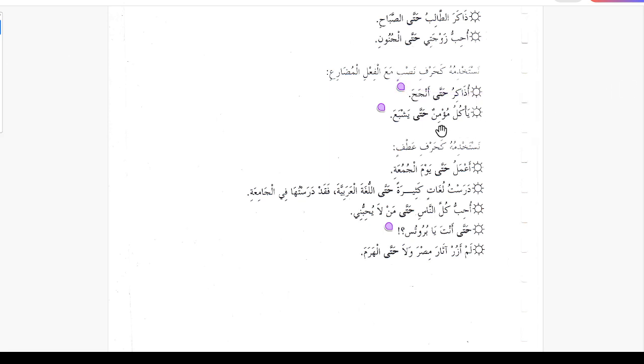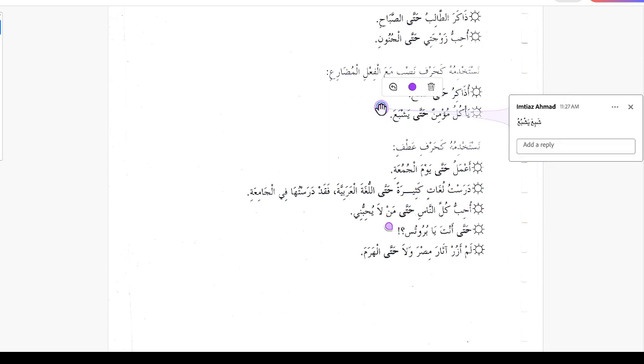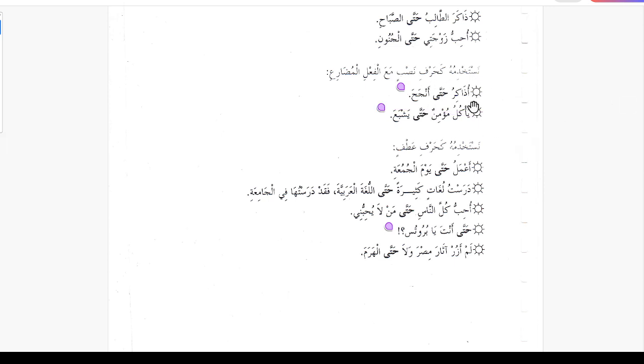Similarly, yakulu mu'minun hatta yashba', a believer eats to the point that he is full. So this verb is shabiya yashba'u, and hatta is making yashba'u into yashba', making it mansoob. So hatta is also used as a harf of nasab.